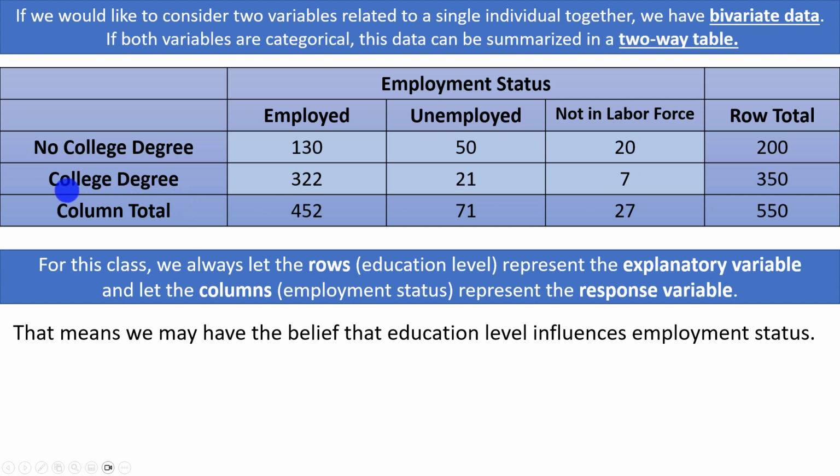We may have the belief that depending on your education level, you are more likely to be, for example, employed, unemployed, or not in the labor force. Okay, so we're typically going to view our row variable as perhaps influencing our column variable.